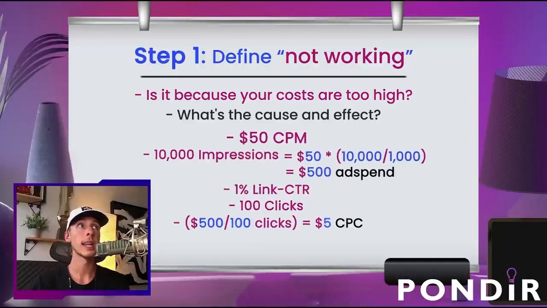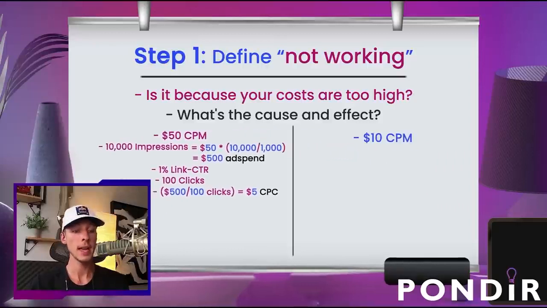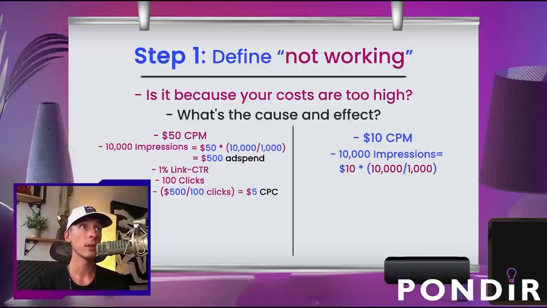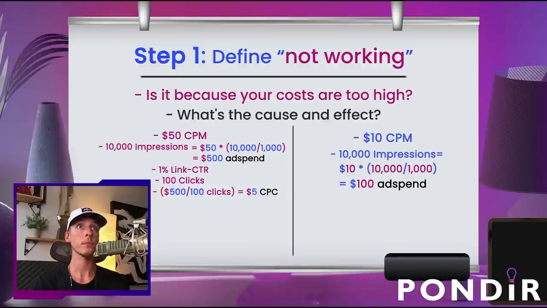So now let's break this down and say that we have a $10 CPM, all right? Let's say that we still want to get 10,000 impressions. So we'll take 10,000 impressions divided by 1,000, since that's what CPM stands for. I'm going to do this math here. So 10 times 10,000 divided by 1,000 equals 100. So here we spent $100 in ad spend to acquire 10,000 impressions.